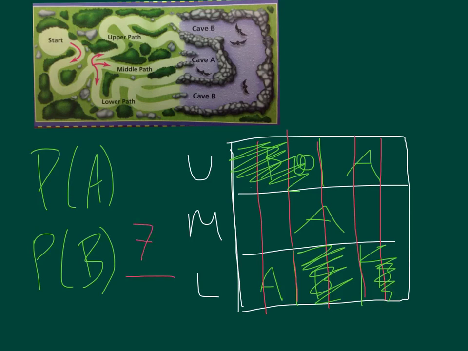Now I need to figure out how many total blocks I have, or how many total opportunities. And so now we have 1, 2, 3, 4, 5, 6, and I have 3 rows, each including 6. So that tells me I have 18 total options, total outcomes.